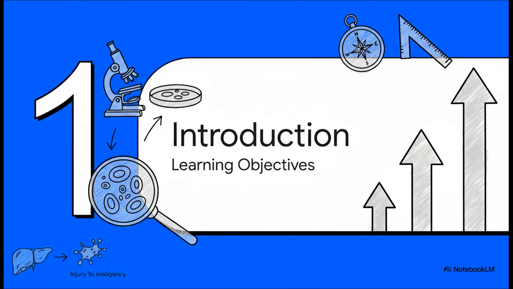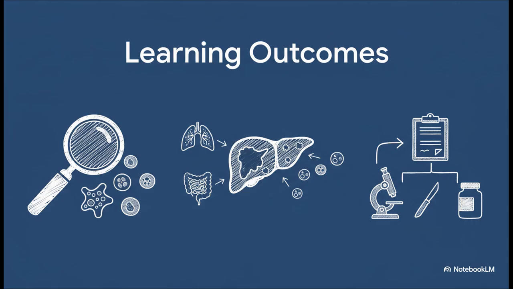Okay, so Section 1. Before we really get into the nitty-gritty, let's just be crystal clear on what we want to walk away with by the end of this session. We're going to focus on three main goals here. First, being able to recognize different disease patterns when you're looking down a microscope. Second, telling the difference between cancers that start in the liver versus those that just end up there. And finally, and this is so important, how all that knowledge directly shapes patient staging and treatment. I mean, that's really the heart of what a pathologist does.